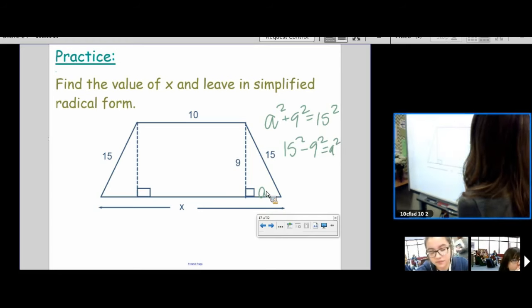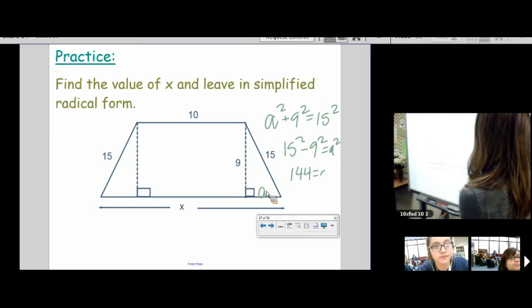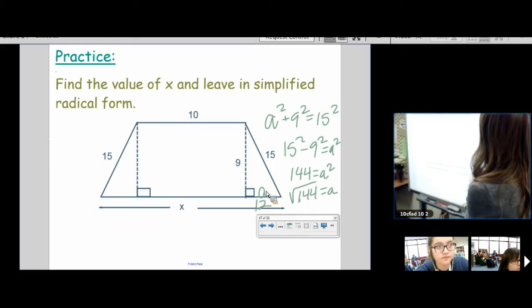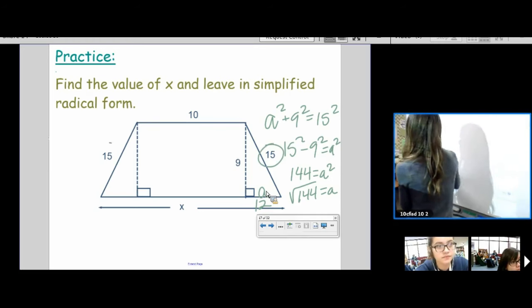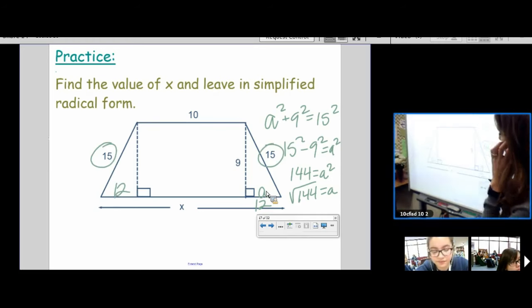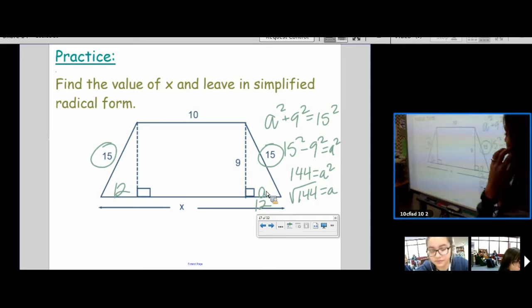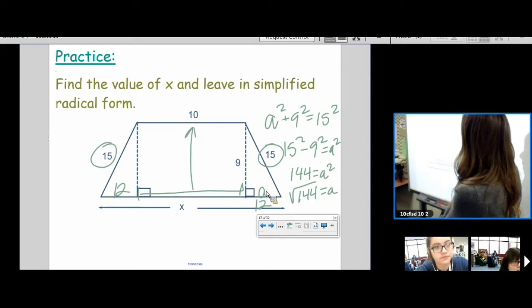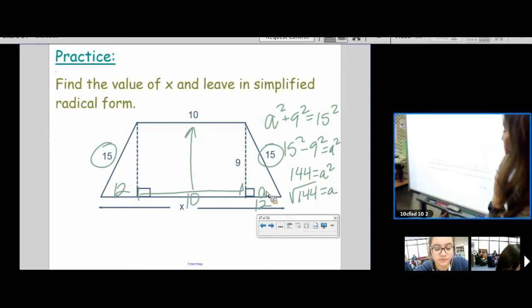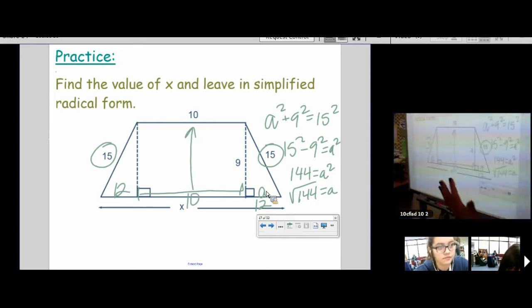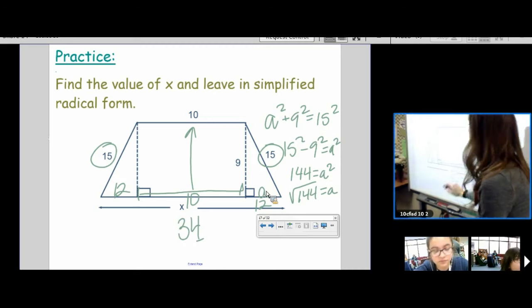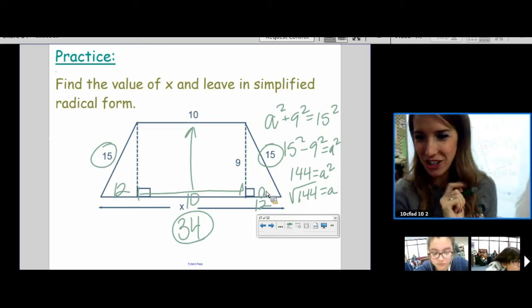What do we get? 144? So 12. We know since this trapezoid is isosceles, that's going to be 12 on the identical side over there. And then we need this empty space in the middle, but we can just look up and we see that that segment is 10, and therefore our final answer is 34, using the segment addition postulate.